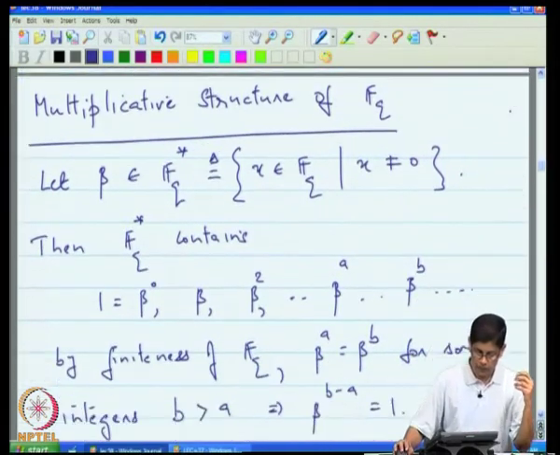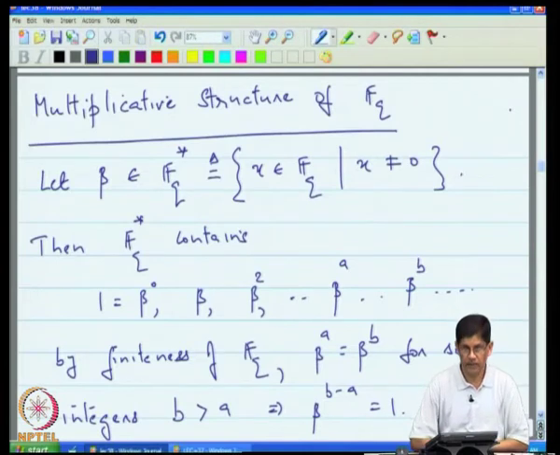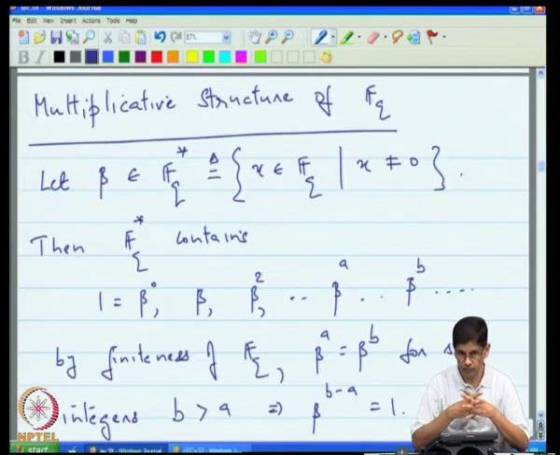Now, what we want to do is delve into the multiplicative structure of F_q. What does that mean? We want to focus on multiplication now. We are not going to talk so much about addition, and we want to see what we can actually say. And the beauty of this is that we are going to build up to a very simple picture. That is the best of all things.